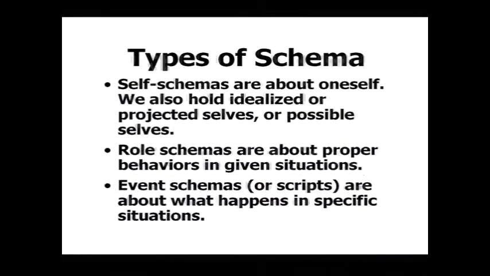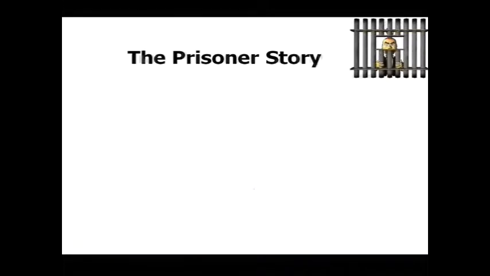Self-schemas are schemas about yourself. We hold idealized or projected selves, possible selves. Role schemas are about proper behaviors in given situations. And event schemas are about what happens in specific situations. The prisoner story.